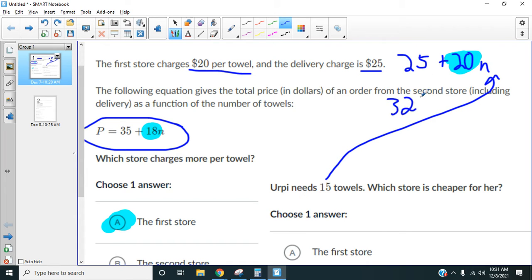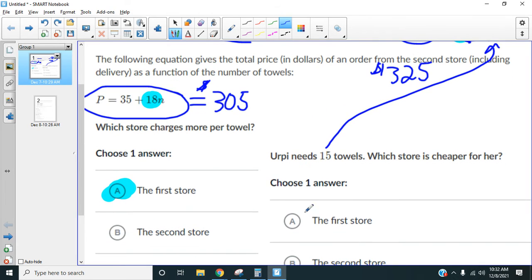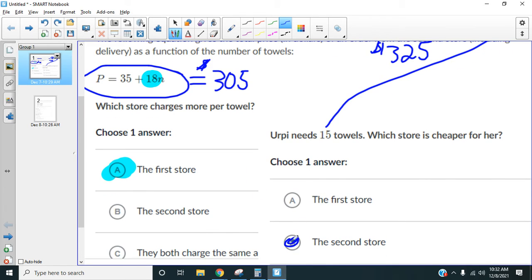Is it 325? Okay. And how about this one? Plug 15 in there. 305. So even though the per towel cost is higher up here, if you need 15, right, this one is still cheaper, even though the delivery is lower, right? You get what I'm saying? Okay. So the first store is cheaper. Wait, I said that wrong. Second store is cheaper.